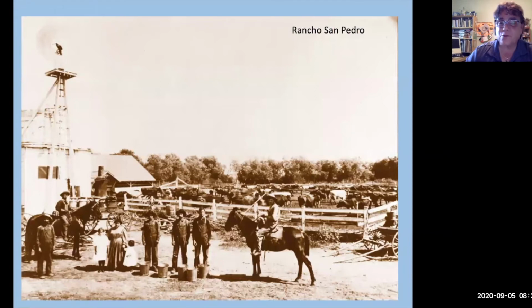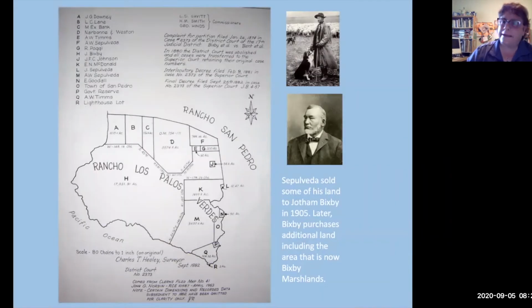Across the street, this is what it looked like, Rancho San Pedro. A lot of these cattle came on ships, and they would be housed right there near Bixby Marsh. There are some of the eucalyptus trees. Now, how the heck is it called Bixby Marsh? It took me a long time, like 2 hours, to figure this out, but I figured it out.